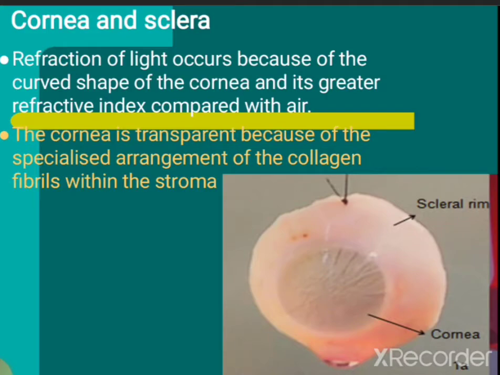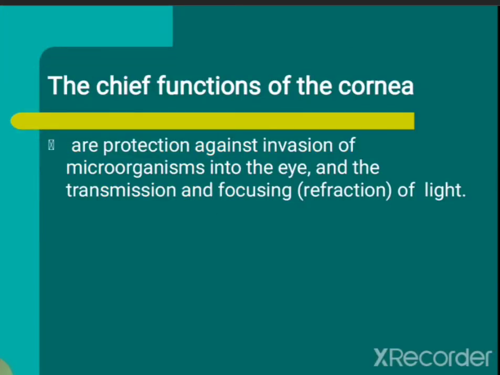The whitish part of the eye is the sclera, and the refraction of light occurs because of the curved shape of the cornea and its greater refractive index compared with the air. So cornea is transparent because of the specialized arrangement of the collagen fibrils within the stroma. So the chief function of the cornea is the protection against the invasion of the microorganisms into the eye and the transmission and focusing of the light.